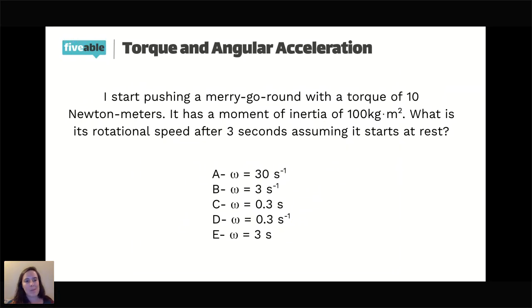Give you guys a couple minutes to try this one out. See how we do. Then we'll pop it over to the whiteboard.